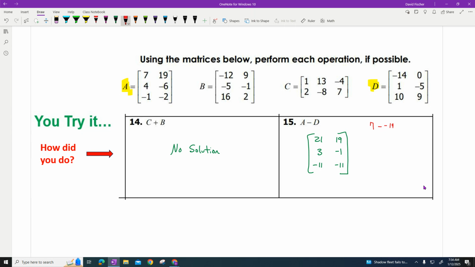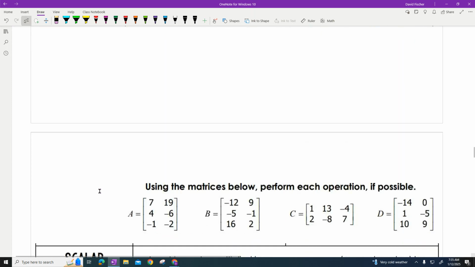Negative 1 minus 10, 2 negatives is a negative 11. 19 minus 0 is 19. Negative 6 minus minus 5, so that'd become a plus 5, so minus 6 plus 5 is negative 1, and negative 2 minus 9 is a minus 11. Okay, so we're hoping that it's kind of mental math, but if you're not sure, get the calculator out, and for sure, be careful when you have a minus minus. Okay, really focus in on that one.